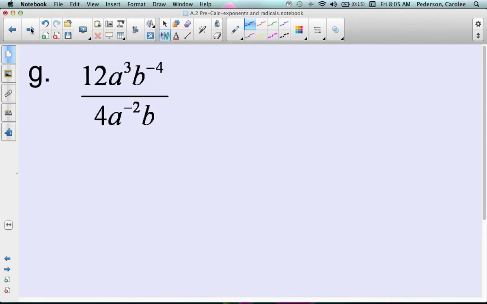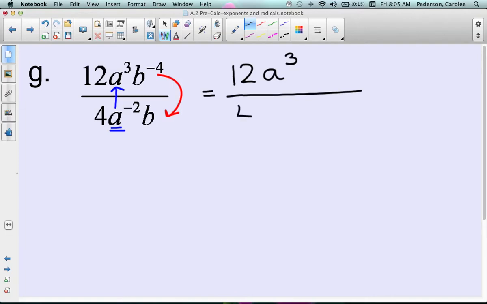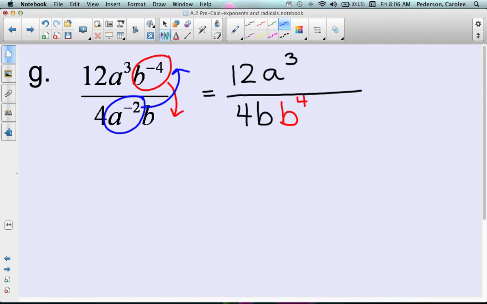Example G, we have some negative powers here. I'm going to bring this negative power down. I'm going to bring this negative power up. So let's just leave the pieces alone that are not moving. So 12a cubed over 4b. Now this, just erase this for a minute. This b to the 4th is going down because it is a negative power. And then this a to the negative 2 is going up to make it a positive power.